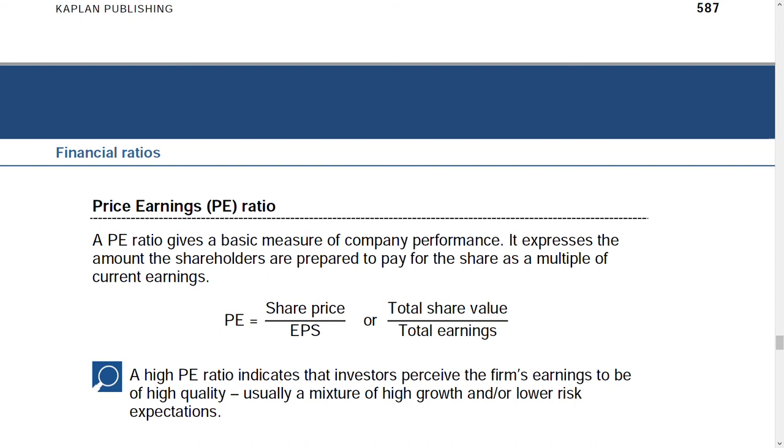Here also, a high PE ratio, what does it say? It indicates that investors perceive the firm's earnings to be of high quality. If you have a high price earnings ratio, the investor will assume that your earnings are of high quality. High quality means high growth and low risk. It's good, right? If the earnings are growing very highly and risk is also lower, then it's a good combination.